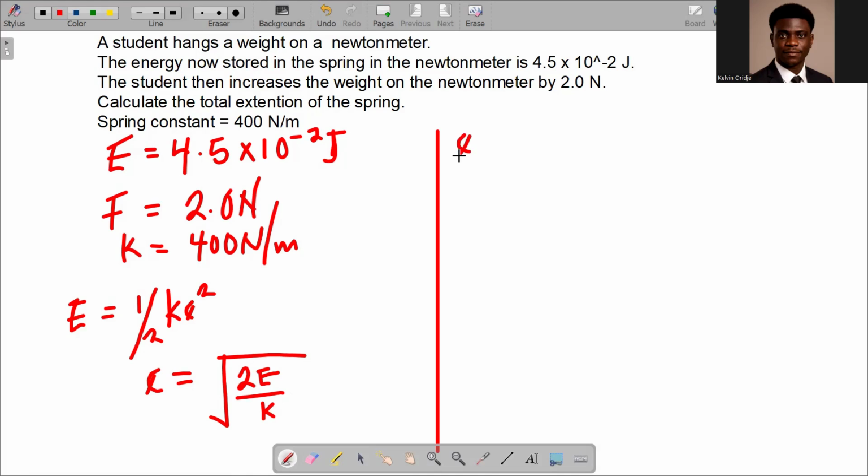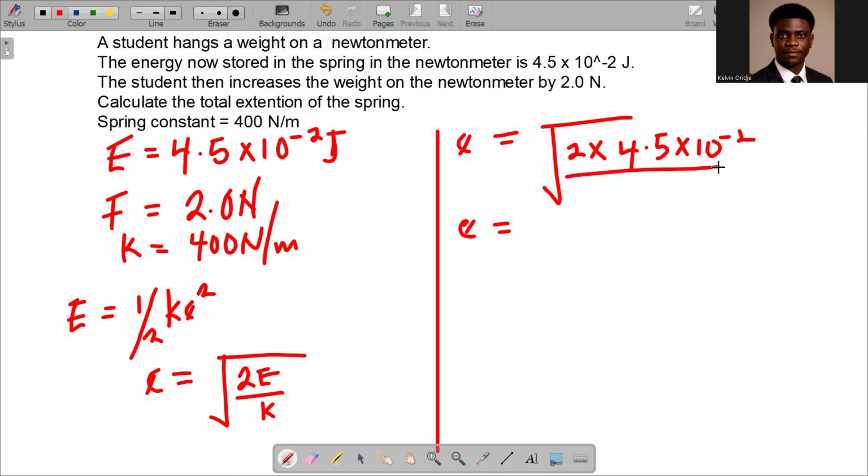So e is equal to the square root of 2 multiplied by the energy, which is 4.5 times 10 to the power of minus 2, divided by the spring constant. You punch this in your calculator, you get an answer of 0.015 meter. So this is the extension. When the spring was extended by 0.015 meter, it causes an energy of 4.5 times 10 to the power of minus 2. So let's solve for the force that will cause this extension.